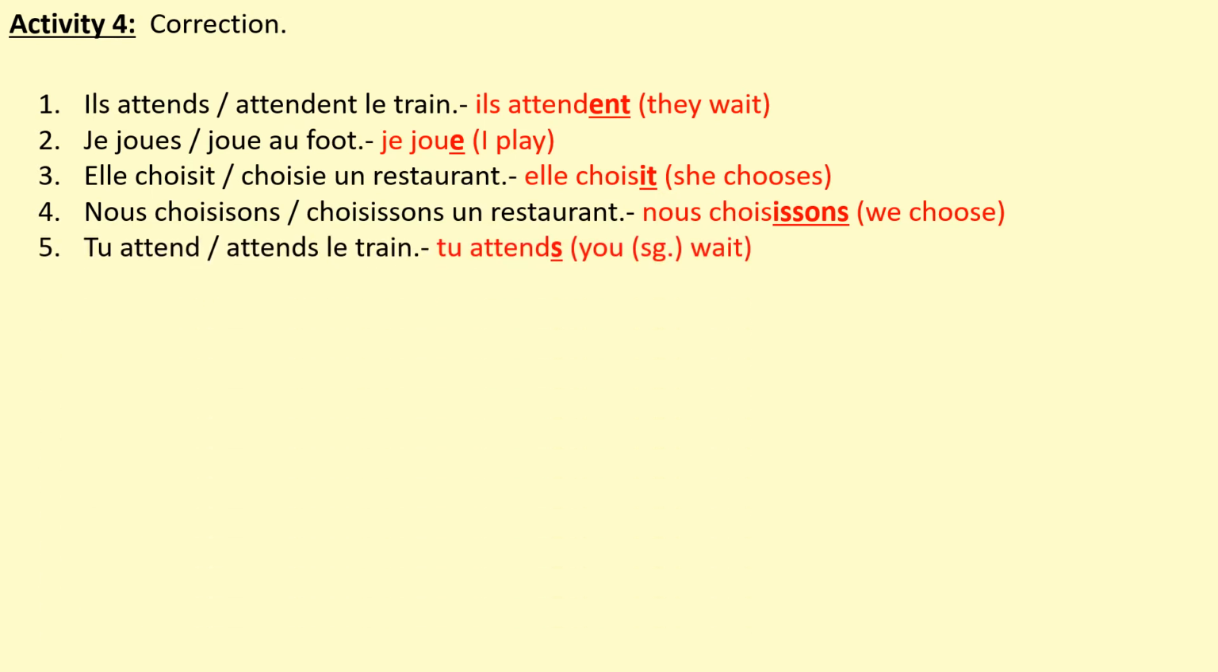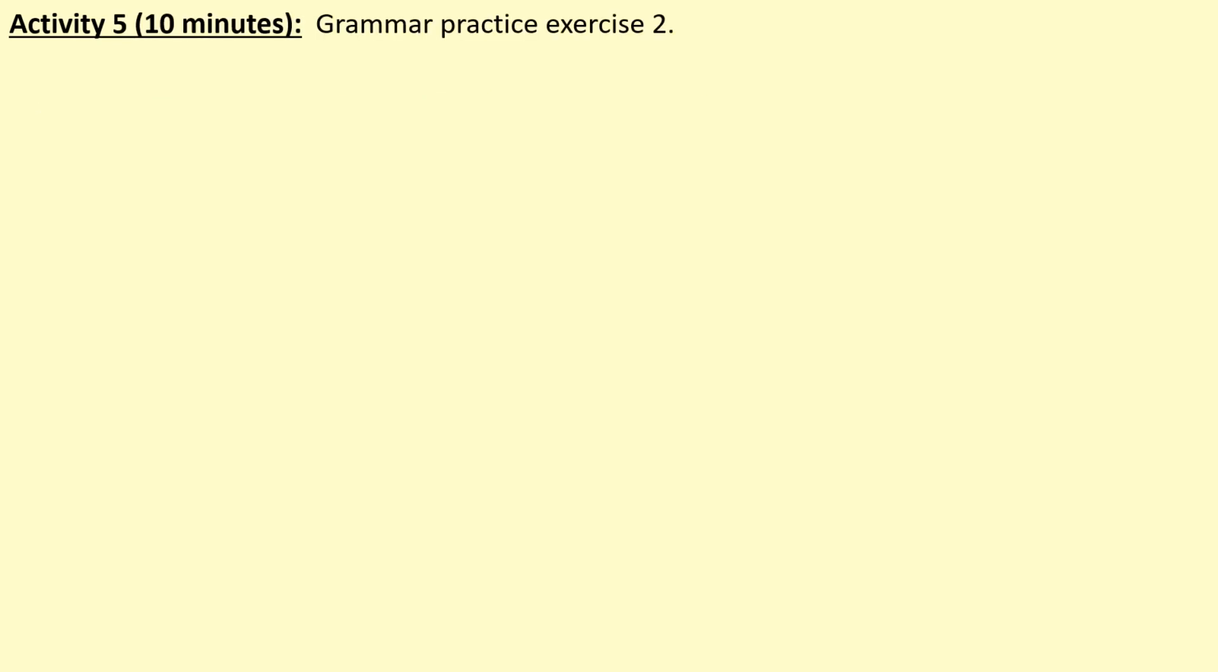5, tu attends le train. Attends with DS, because if it's a verb that ends in re, we get rid of that re and replace it with ds. So you just replace it with the s. If it's vous jouez, so then we get, if it's a verb that ends in er, if it's you plural, then it gets replaced with ez.